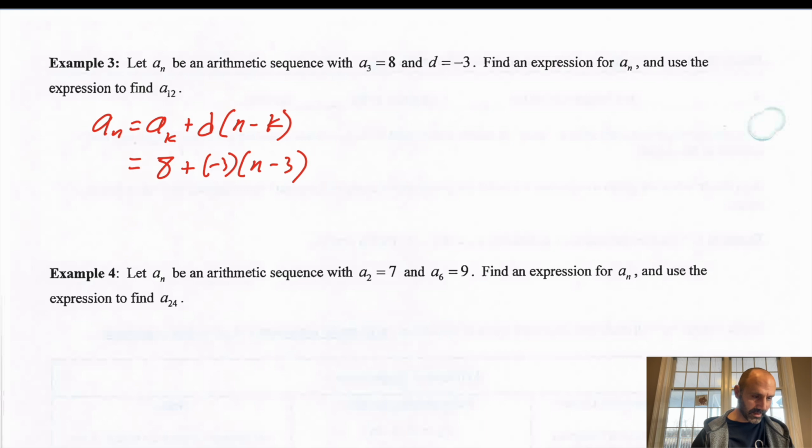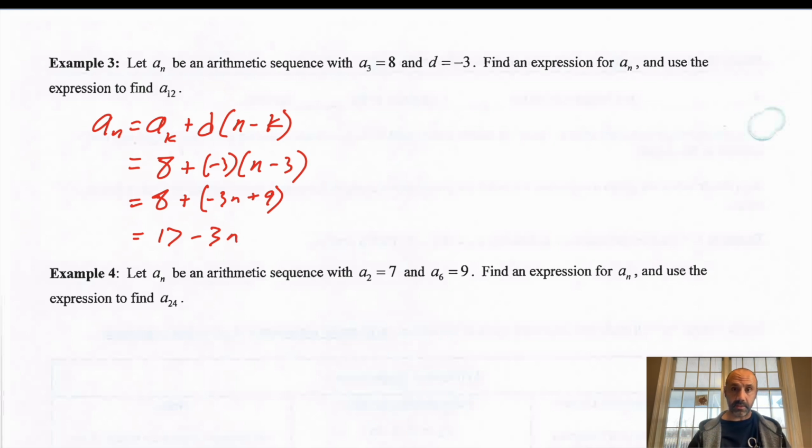And now we just simplify this, and I'll walk you through some of the steps. Plus, let's see, -3n plus 9. And then when we simplify this, we end up with 17 minus 3n. Okay, so this means that A sub 0 would be 17. And this maintains, right, it's still in there, the difference of -3. They want us now to use this to find A12. So we just plug 12 in for n and see how it turns out. Okay, so we plug 12 in for n, and we end up with -19.